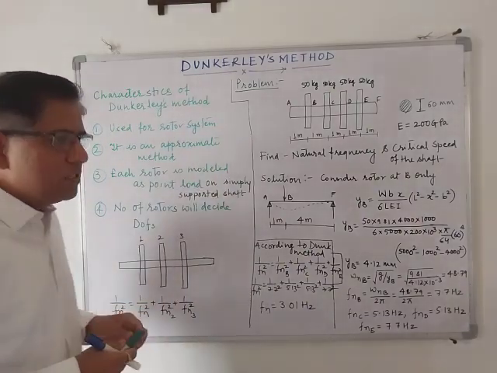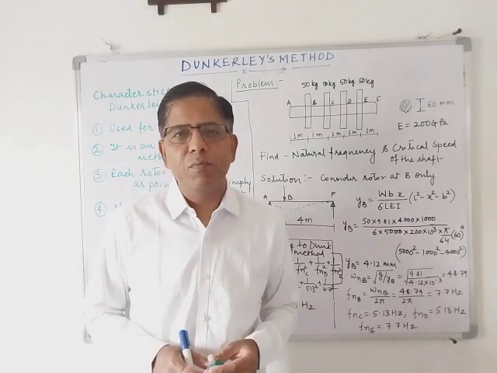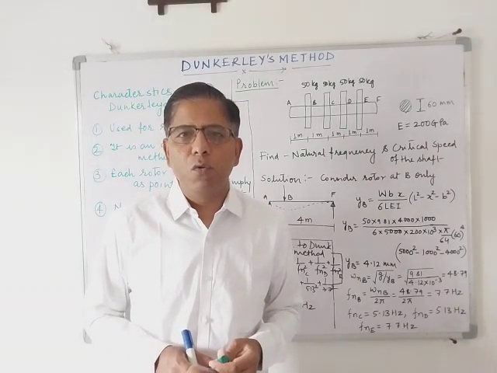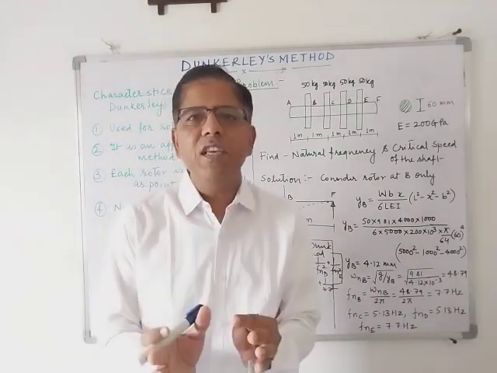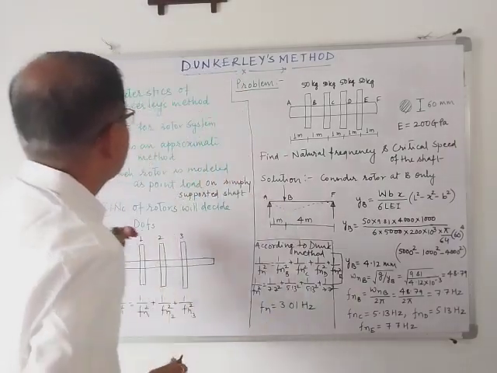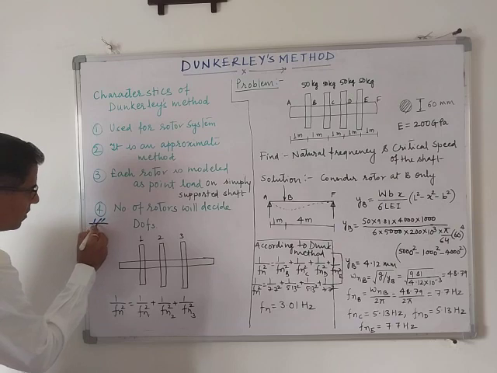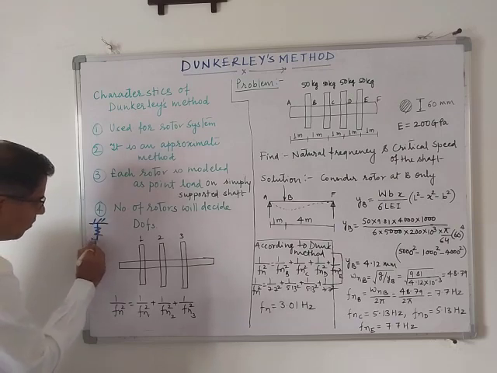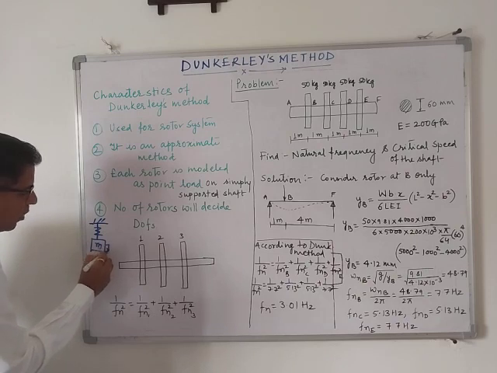Now this particular Dunkerley method is also used to find out the critical speed of the rotor system. Now what do you mean by critical speed? Before seeing the critical speed, I will take you to the spring mass system. Consider this is a spring mass system, and this spring mass is acted upon by an external force F0 sin omega t.